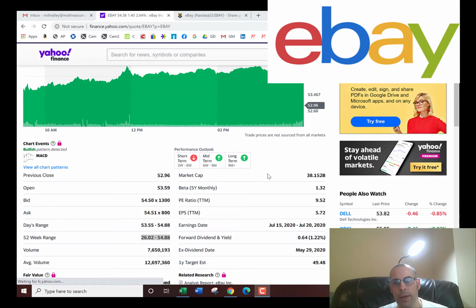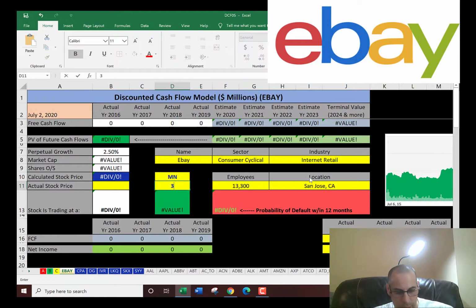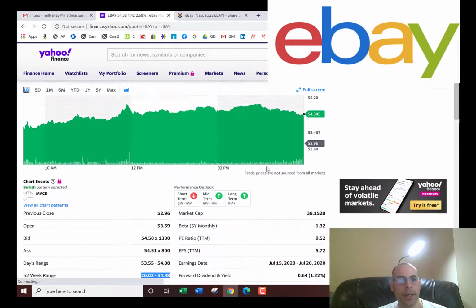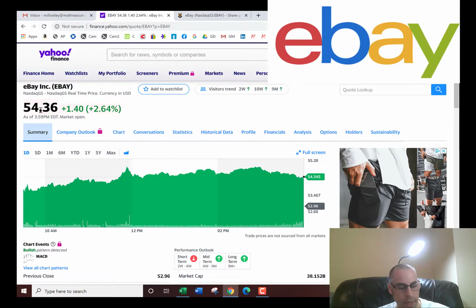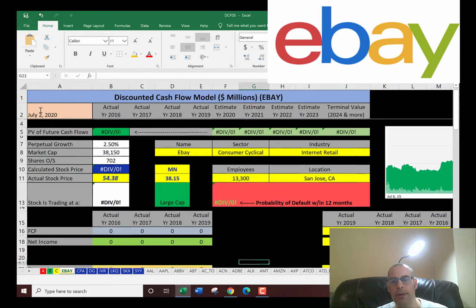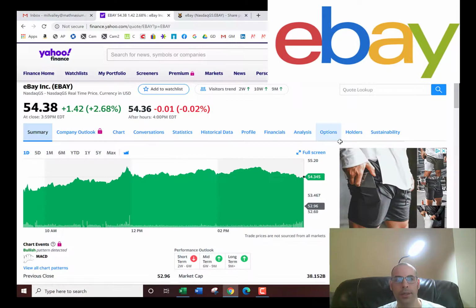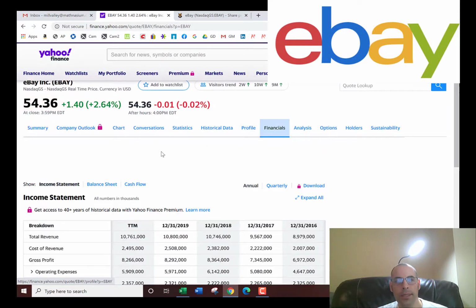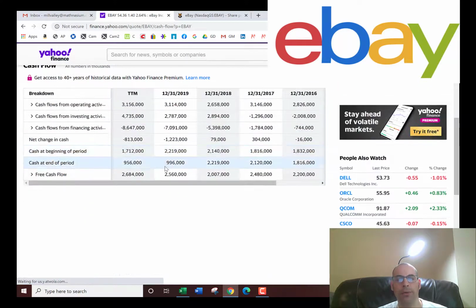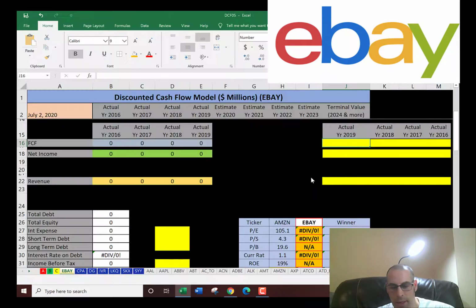So eBay has a market cap of $38.15 billion. And then we need a market price, and that's $54.38. And next we need the free cash flow. And free cash flow is cash flow from operations minus capital expenditures. And in order to value a business, you have to estimate the future free cash flows and then discount those numbers back to today's value. And that's exactly what I'm doing in this video.